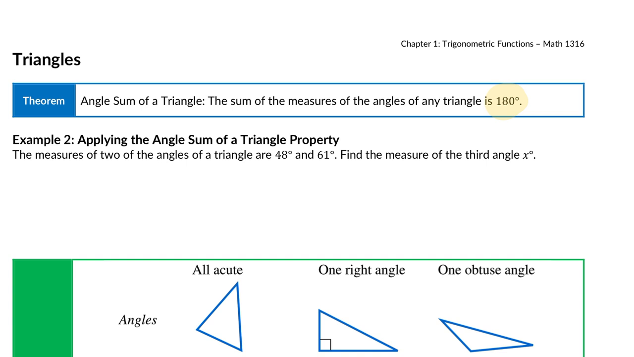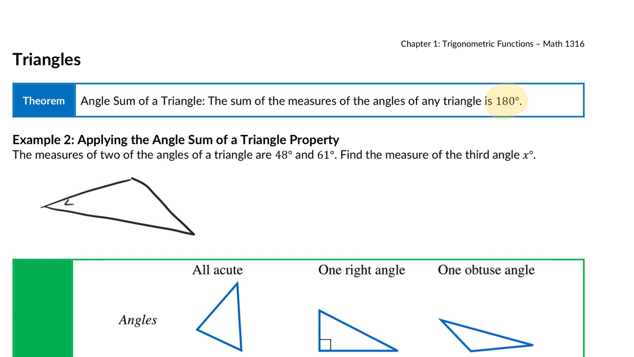If we apply that theorem, it says the measures of 2 of the angles of a triangle are 48 degrees and 61 degrees. Find the measure of the third angle x. I like in almost all of these problems to draw a picture because I'm a visual person, visual learner. So let's say we have this triangle. You don't have to draw it to scale.